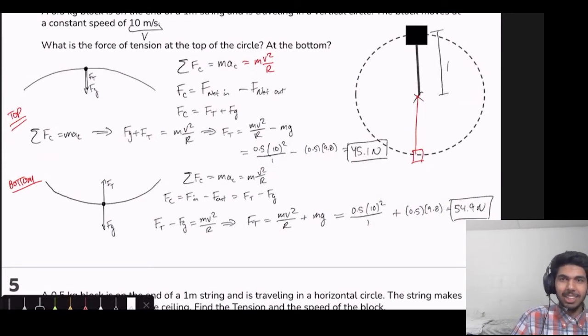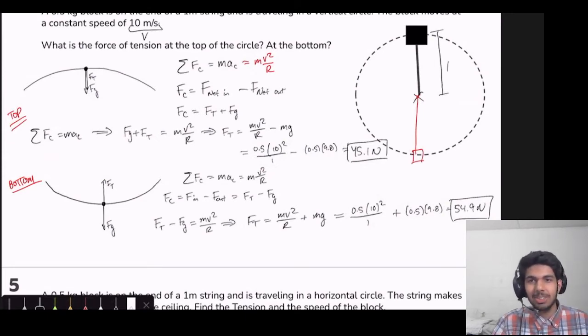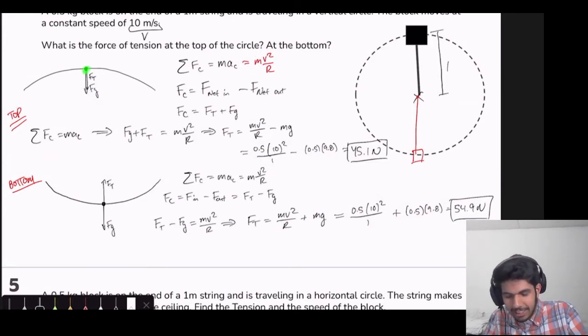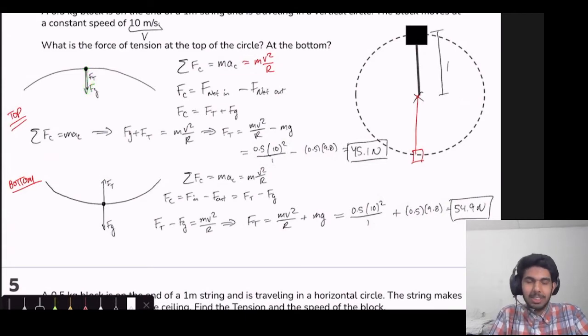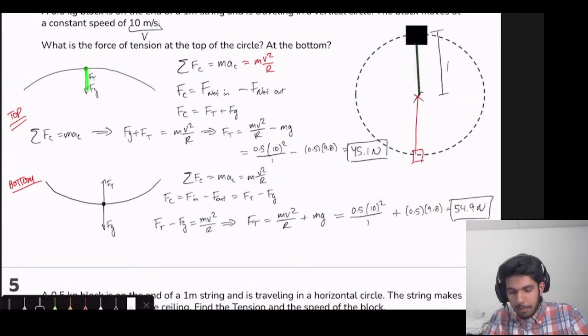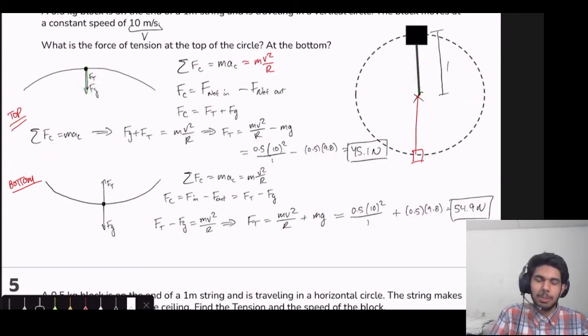But the key thing to notice here is that at different points of the circle, the forces are pointing in different directions. It's not the case that just because a force points inwards to the circle, it will always point inwards to the circle. So we see here that Ft points inwards to the circle at all times because the block is attached to the string. But Fg doesn't always point inwards to the circle. So that's the point I'm trying to make. We have to be careful of our forces and where we're analyzing our forces. With that said, let's move on to the next question.